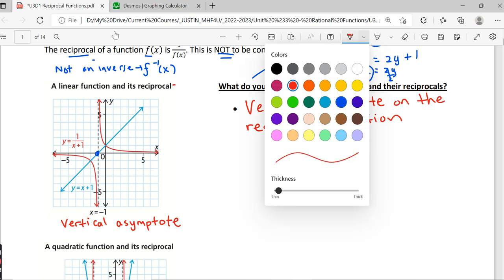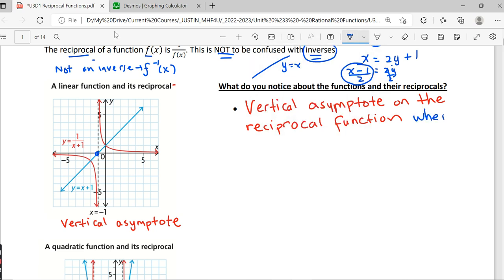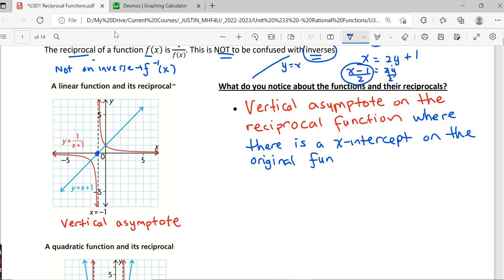Let me switch over to blue, where there is an x-intercept on the original function. Okay, let's see if that makes sense. So this is saying that there is a vertical asymptote, so a line that our reciprocal function would never touch, where there is an x-intercept on the original function.